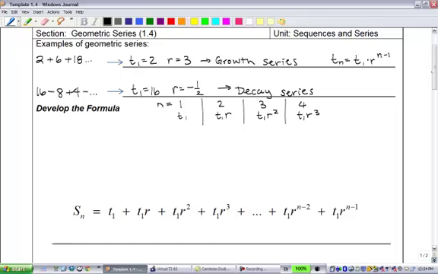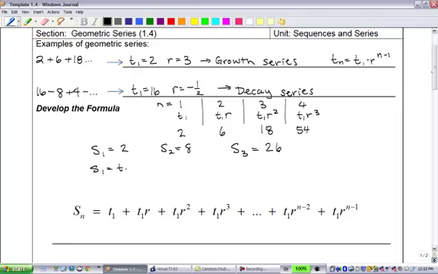So if we took a look at our first example, 2 plus 6 plus 18, term 1 is 2, term 2 is 6, term 3 is 18, term 4 again times 3 would be 54. And what we can do is just add these up. So certainly S1 would be 2, S2 would be the sum of the first two terms, 2 and 6 is 8, S3 would be 2 plus 6 plus 18, that would be 26, and again we could just keep adding terms. But what about in general?